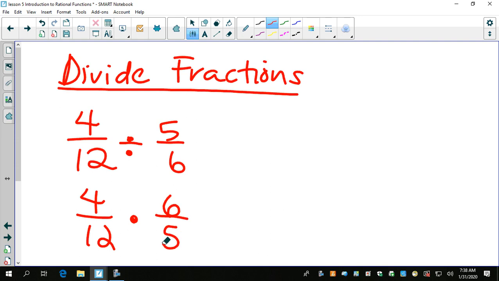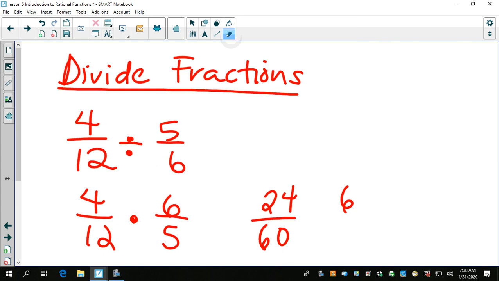Okay, and now we're back where we started from. We can multiply across to get what? Over 60. Break it up into its factors. 12. Yeah, 12 is probably better, right?